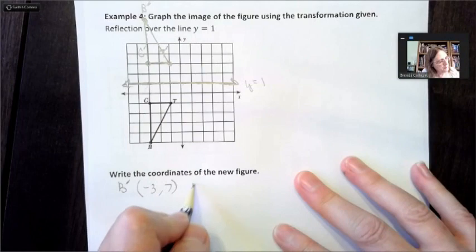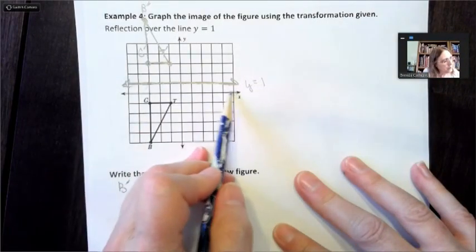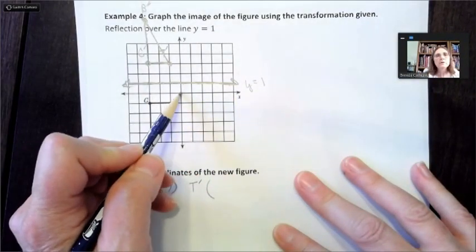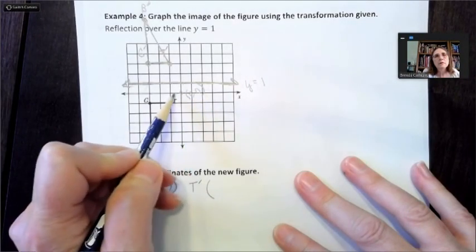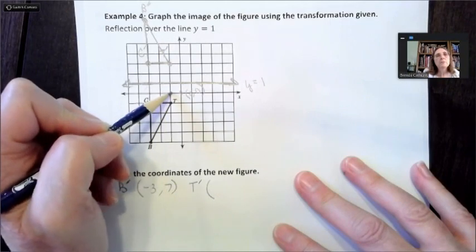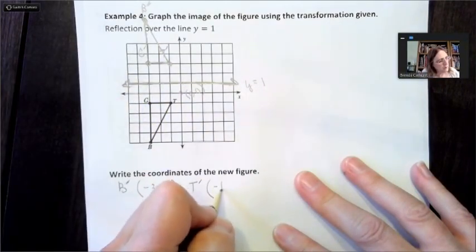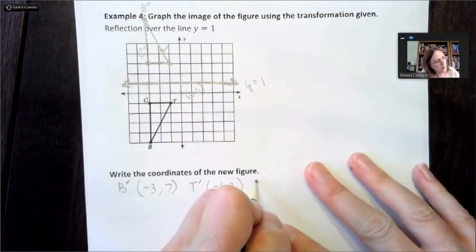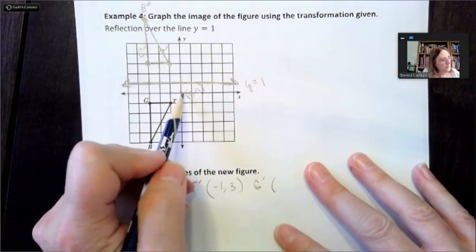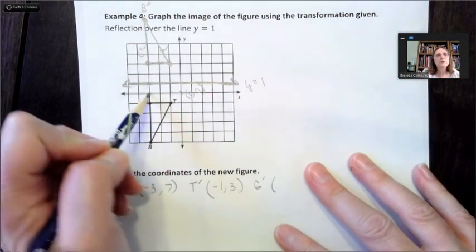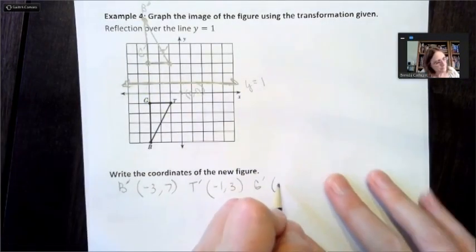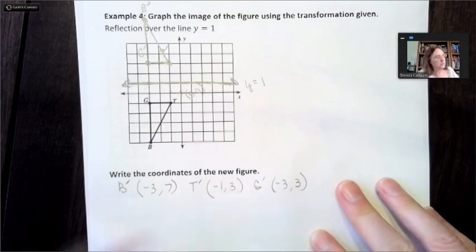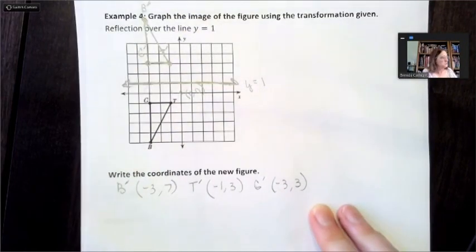Now T prime, again, our coordinates are always from our x-axis. So here's our origin. Here's 0, 0. It's to the left 1, so negative 1, and up 3. So negative 1, 3. And G prime, again from our origin, negative 3, and up 1, 2, 3. And those are our coordinates with our transformation, with this reflection over the line y equals 1.